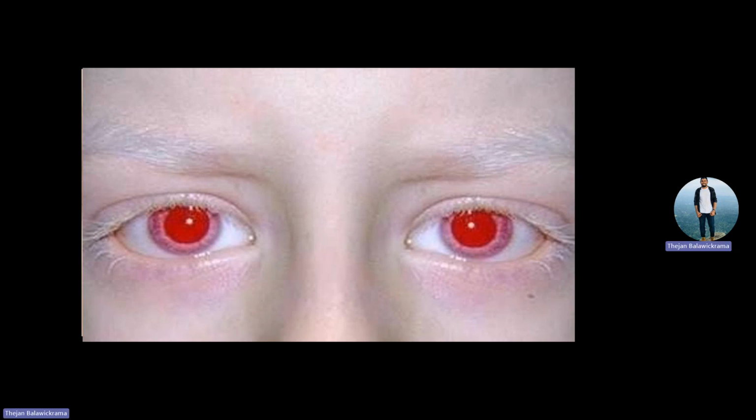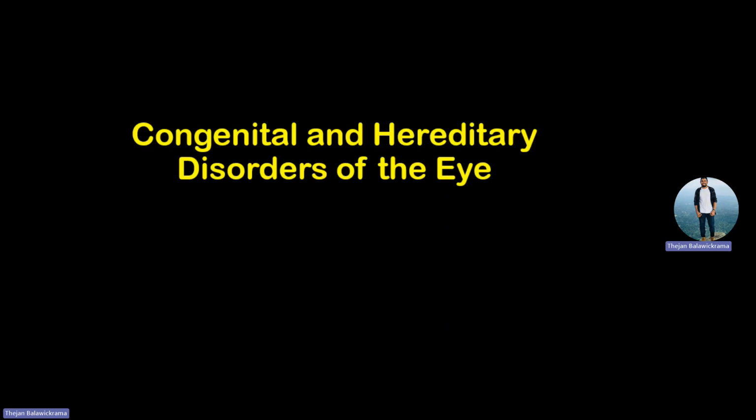Haven't you all seen albinos? White. These are very common things that you come across. So all this, having melanin and not having it, is also transmitted by the genes. So that brings us to our topic today: congenital and hereditary disorders, the congenital conditions and hereditary conditions.